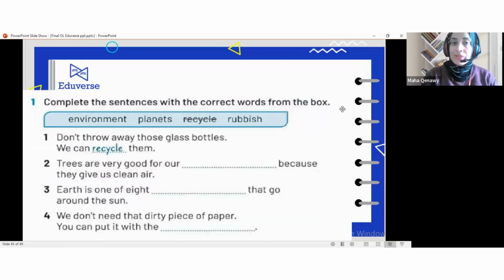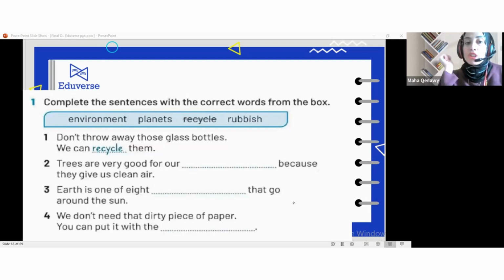Some vocabulary here. Environment is everything around us. Planets, the 8 planets that orbit the sun. Recycle, use something again and again. And rubbish, we throw it away. We get rid of it, we don't need it. Don't throw away those glass bottles. We can recycle them. We can use them again and again.